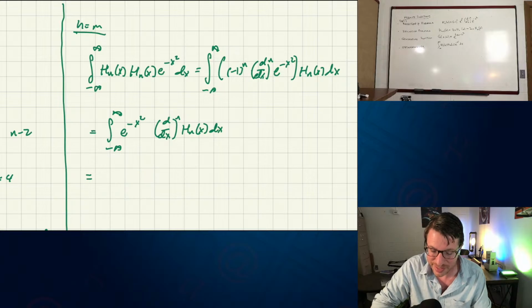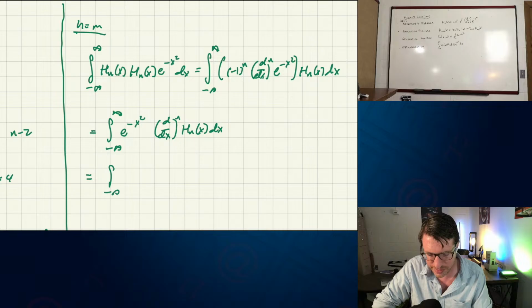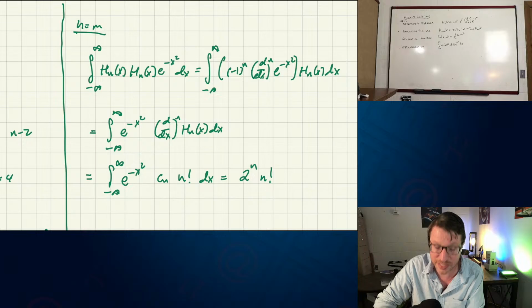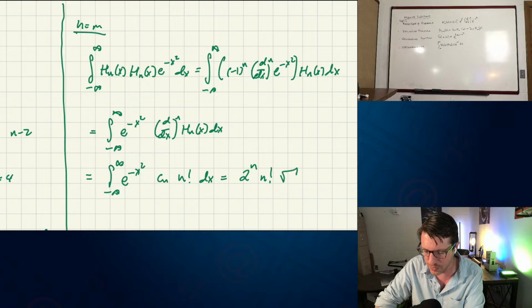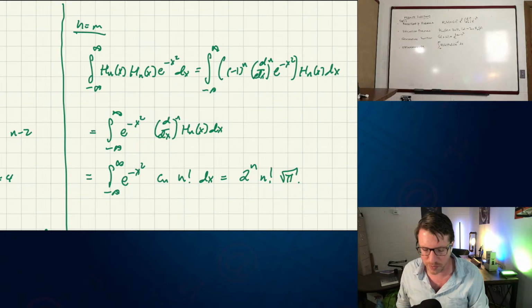So what you end up getting is when you take n derivatives of H_n(x), essentially the only thing that's going to survive is the leading coefficient times n factorial. So we have the integral from minus infinity to infinity of e to the minus x squared, and then we're going to have c_n times n factorial dx. And c_n we already told you is 2 to the n. We have n factorial, and then the integral from minus infinity to infinity of the Gaussian is just the square root of pi. And so that gives us a normalization factor.